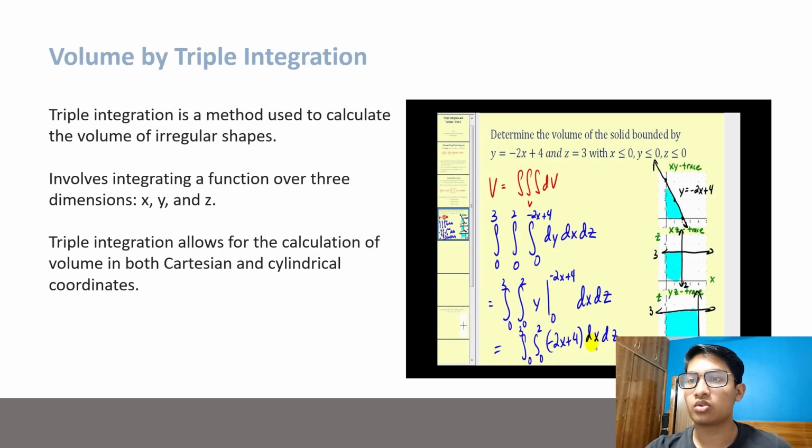Triple integration is a method used to calculate the volume of irregular shapes. It involves integrating a function over three dimensions x, y, and z. Triple integration allows for calculation of volume in both Cartesian and cylindrical coordinate systems. As we can see, irregular shapes means 3D shapes, and because we are finding the volume of a 3D shape, we need three dimensions x, y, z, and triple integration allows for calculation of volume in both systems, Cartesian system and cylindrical coordinate system.